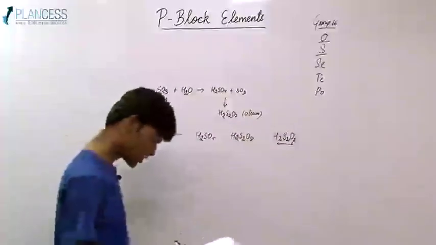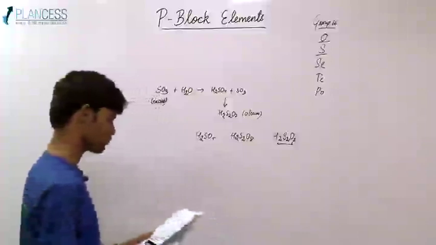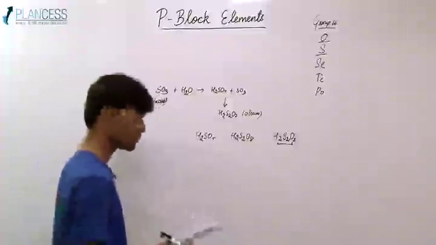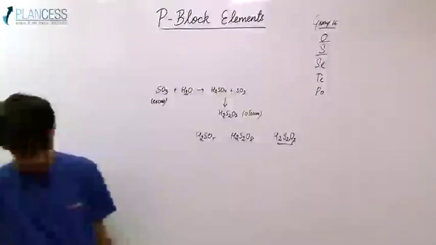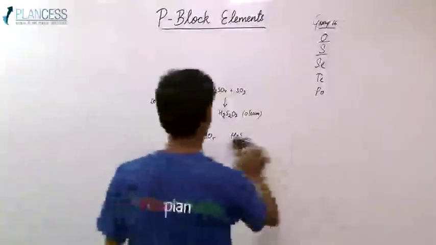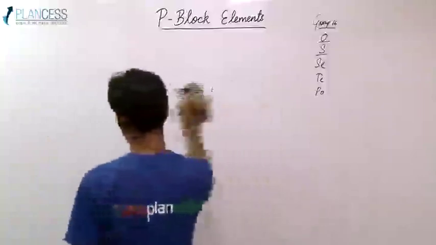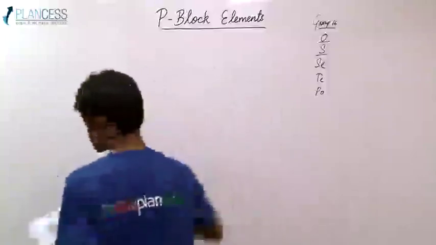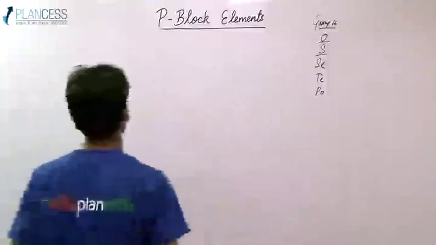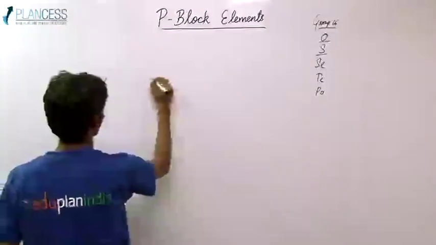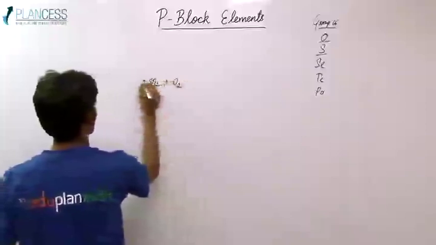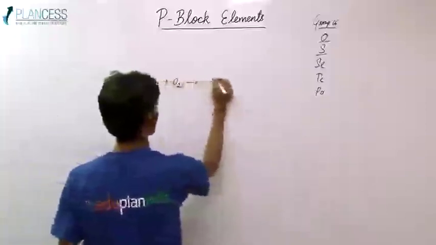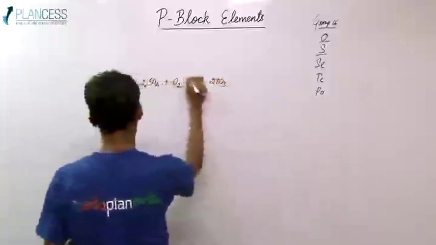So first talking about H2SO4. H2SO4 is produced by the contact process. The industrial preparation of H2SO4 is done by the contact process. It is done in 3 or 4 steps. First, SO2 reacts with oxygen in the presence of vanadium pentoxide as the catalyst. So 2 moles of SO2 react with oxygen to form 2 moles of SO3, with V2O5.